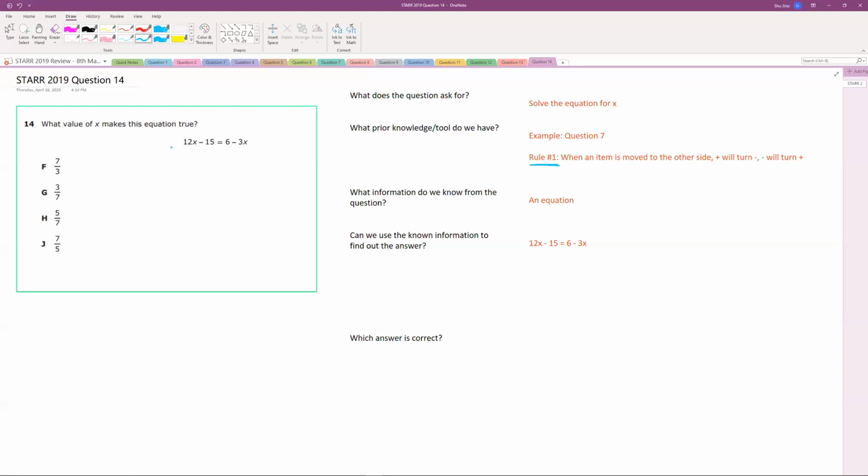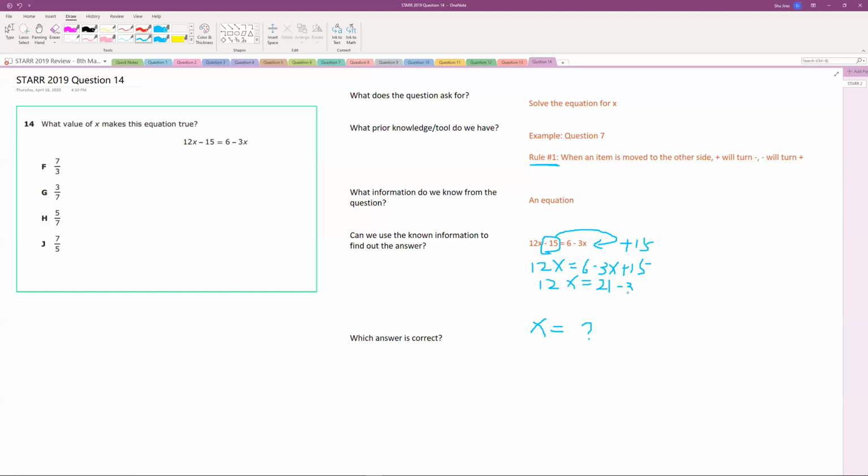All right, now that we have this equation, let's go ahead and solve it. Ultimately, we want to know what the value of x is. So we want all the x on the left side and the numbers on the right side. We are going to move this -15 to the right side. After I move it, this -15 will become +15. So I have 12x equals 6 minus 3x plus 15. This 6 plus 15 is 21, so it is 12x equals 21 minus 3x.